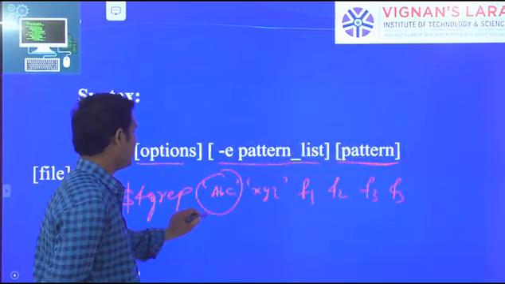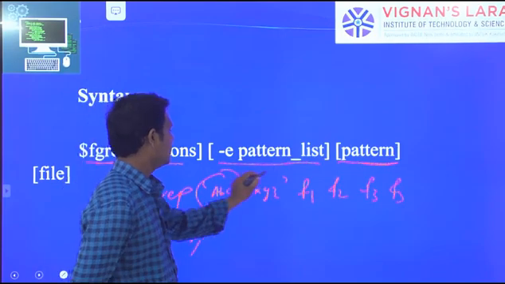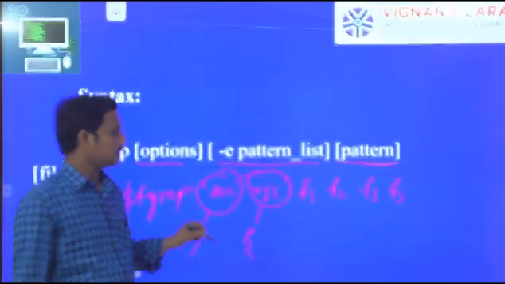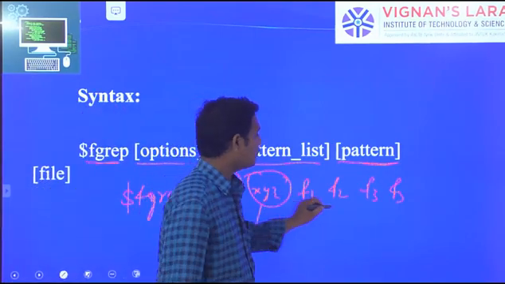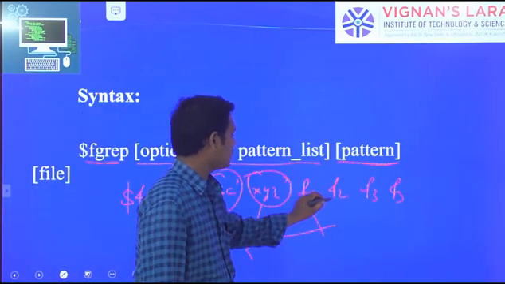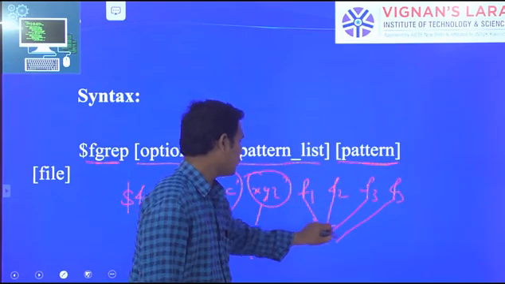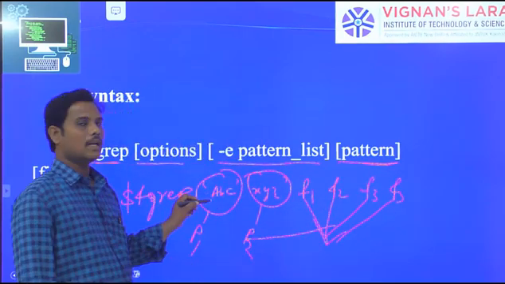This is pattern 1, this is pattern 2. Here you want to search multiple patterns and multiple input files. This is a file, this is also a file, this is another file, and another file. In these 4 files, are these 2 patterns available or not?